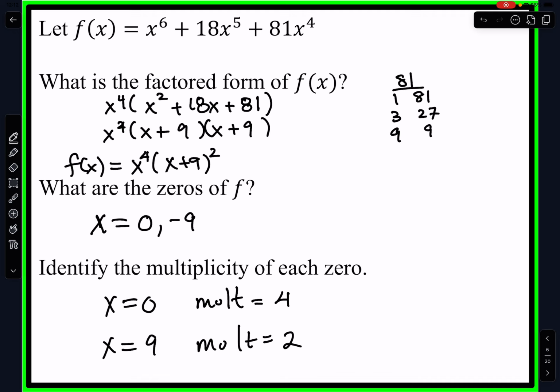And there you have your factored form to this trinomial. The zeros are x-intercepts and their respective multiplicities. I hope this video was helpful, and I appreciate you watching.